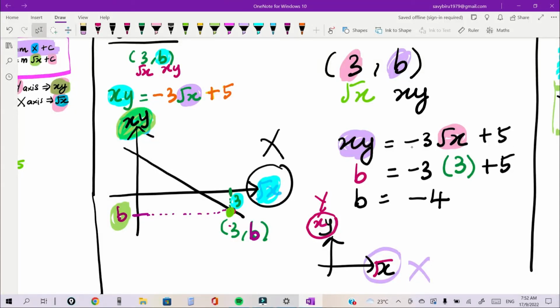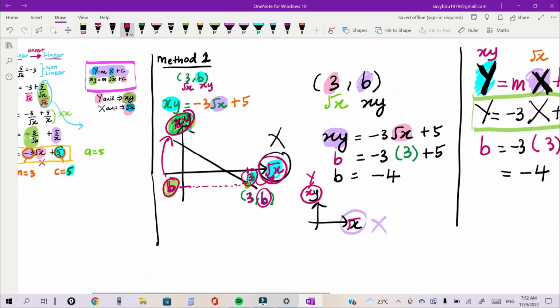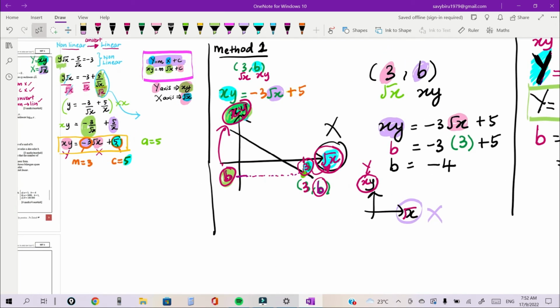Right. Here, 3 here refers to sec X value. B here refers to XY value. Okay, 3 refers to sec X value. B refers to XY value. Okay, kena faham tu. Okay, the second method is by using the concept of gradient.